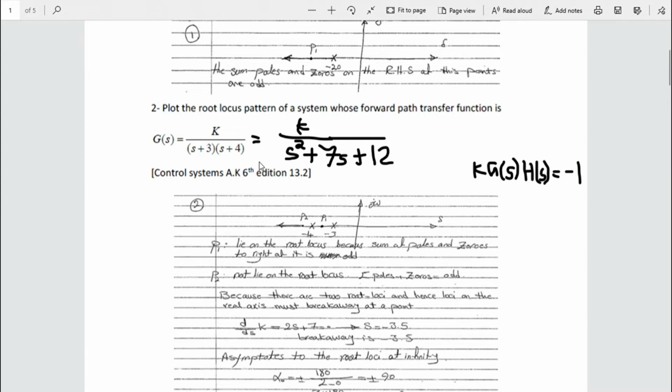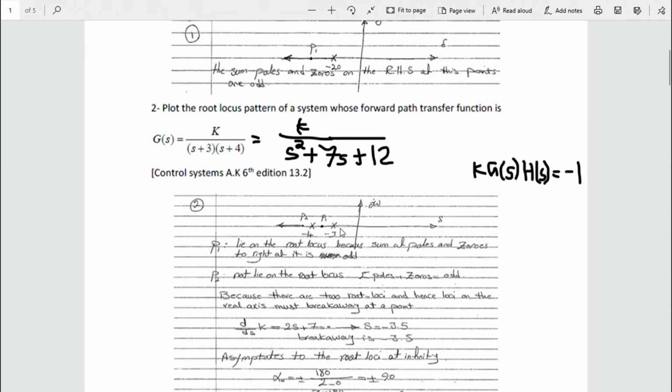So there will be 2 branches, and it will be symmetric about the real axis, right? So we know that. Then moving on to the third rule, that is the real axis segment. The segment will exist on the left hand side of an odd number of zeros or poles, right?